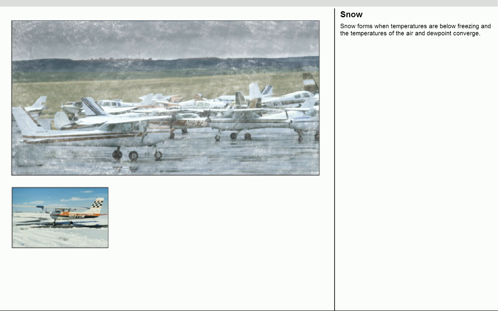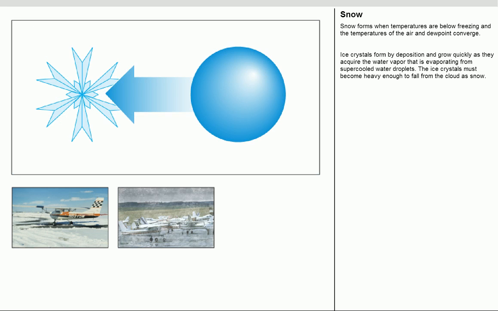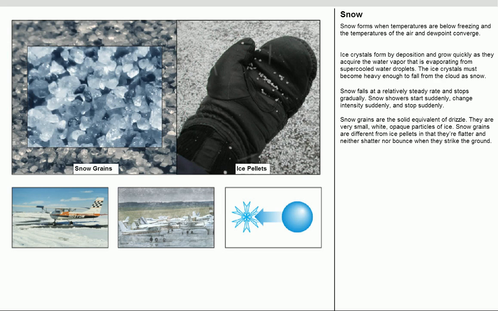Snow is the cold-weather version of rain. It presents additional challenges to aviation, including heavy aircraft icing and slick surfaces on taxiways and runways. Snow forms when temperatures are below freezing and the temperatures of the air and dew point converge, causing ice crystals to form by deposition. The ice crystals grow very quickly as they acquire the water vapor that is evaporating from supercooled water droplets. For precipitation to occur, the ice crystals must become heavy enough to fall from the cloud as snow.